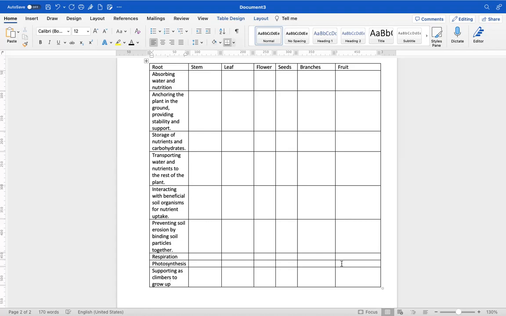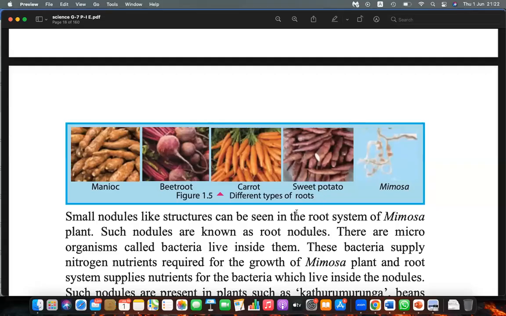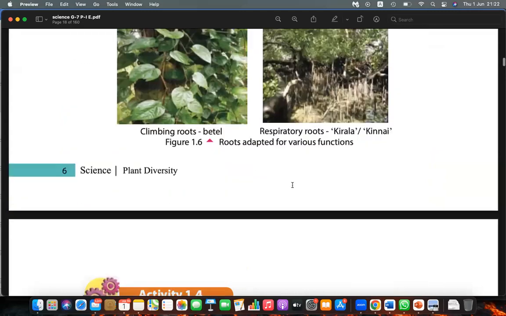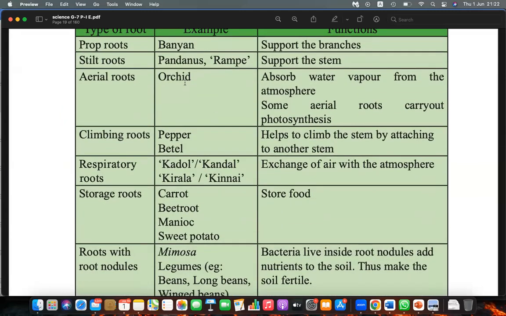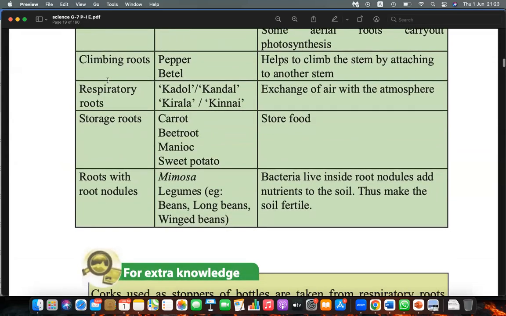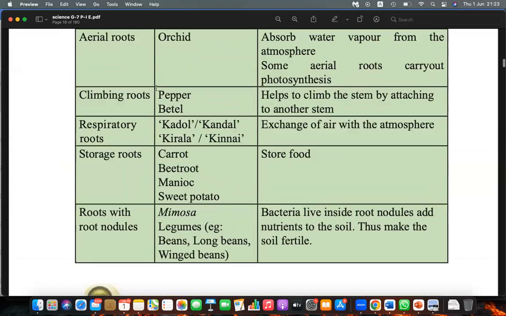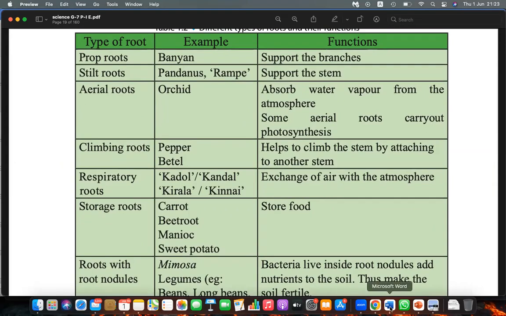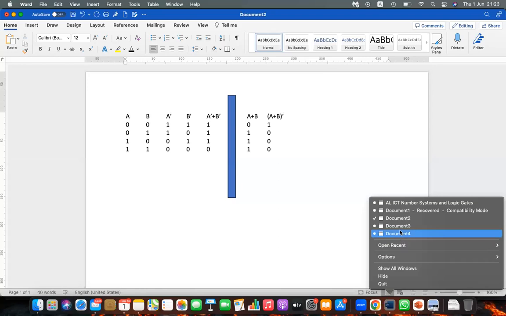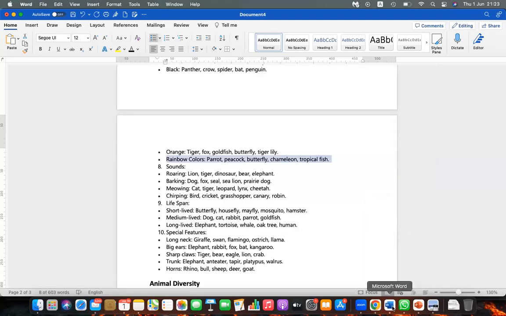All these things are there in the book, right? When you go to the book, you can see them. Different types of roots here. Aerial roots support respiration and absorbing water vapor in the atmosphere, as well as photosynthesis. And the respiratory roots are basically supporting respiration. All these things are there. I have just integrated them and summarized.